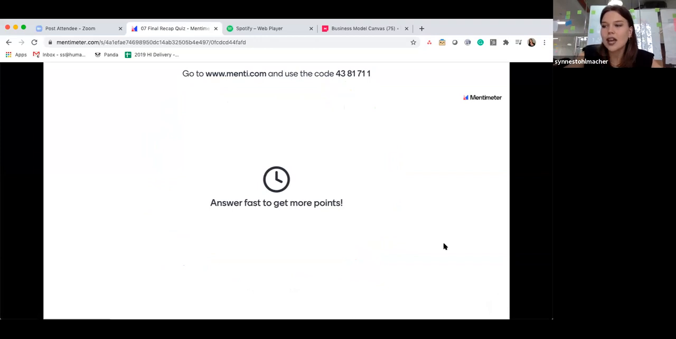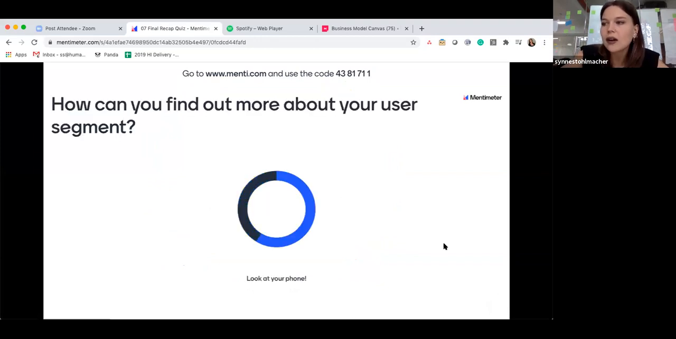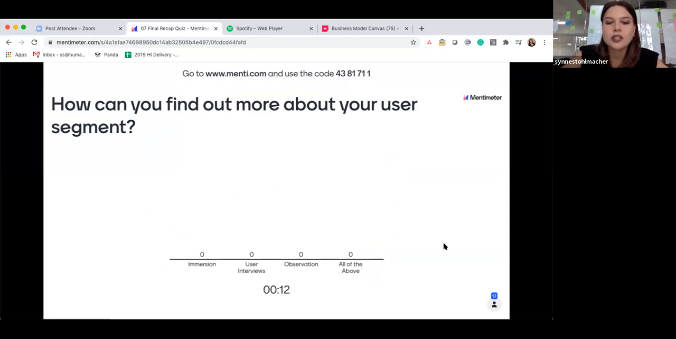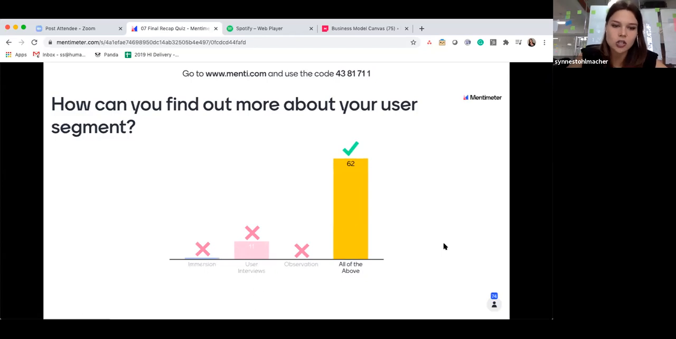Answer fast to get more points. So how can you find out more about your user segment? Immersion, user interviews, observation, or all of the above? 5 more seconds, people. The answer is all of the above. You can do immersion where you're putting yourself in their shoes, user interviews where you're having a conversation, or observations where you're observing how they are interacting with a specific product or service.